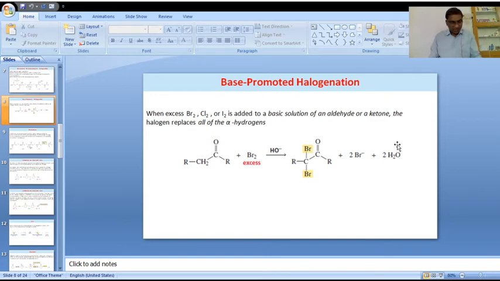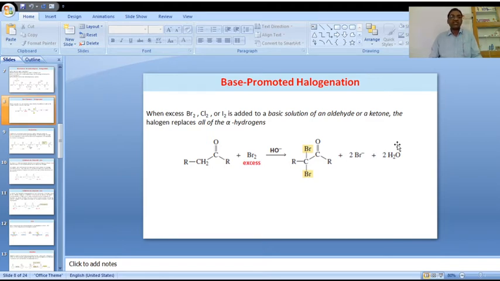But when we go to the base reaction, it is not called a catalyzed reaction. It is a base promoted halogenation process. Why are we calling it promoted, not catalyzed? We'll discuss clearly. Base promoted halogenation process. Here please concentrate, it is promoted, not catalyzed.